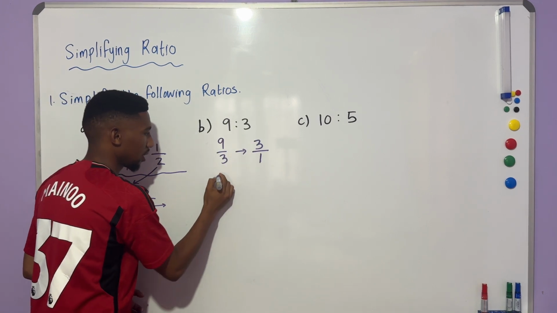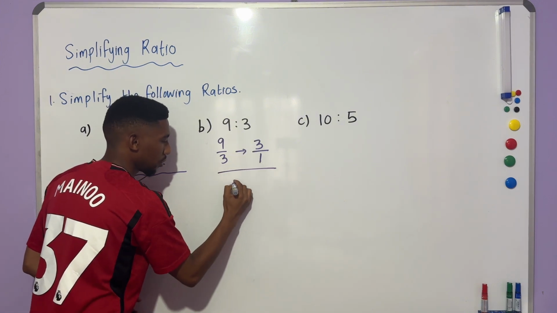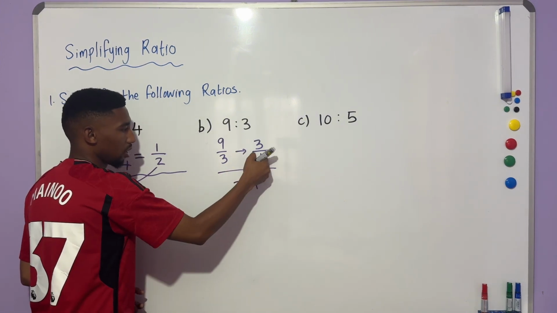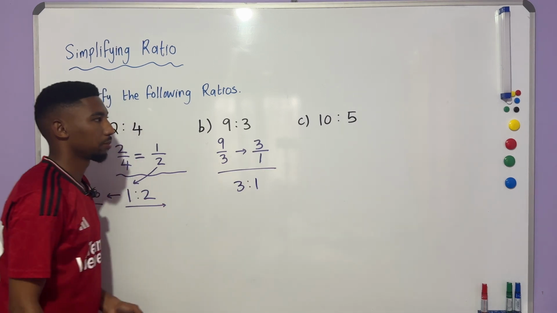Then I rewrite them as a ratio 3:1, the numerator on the left, the denominator on the right.